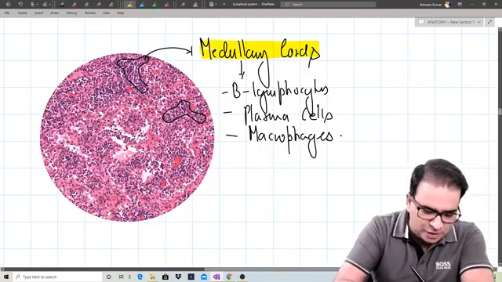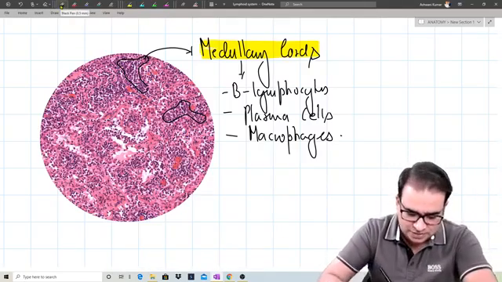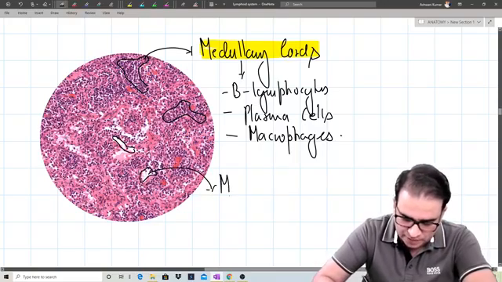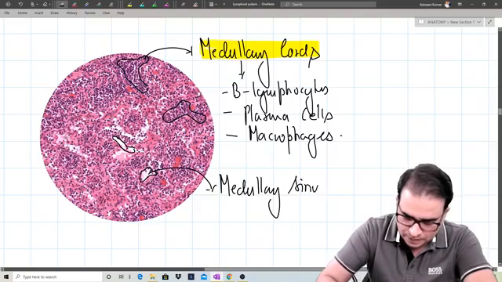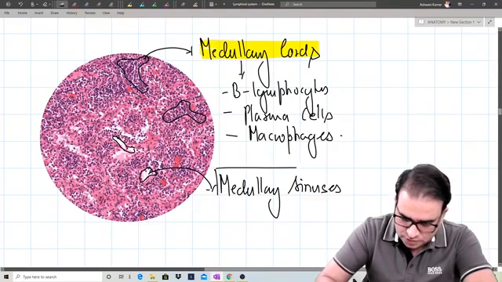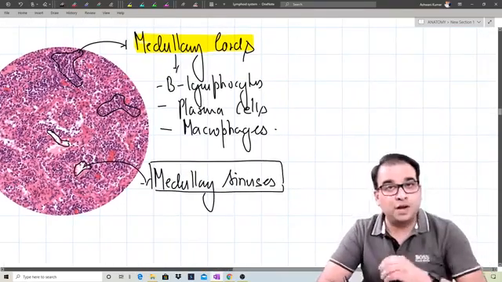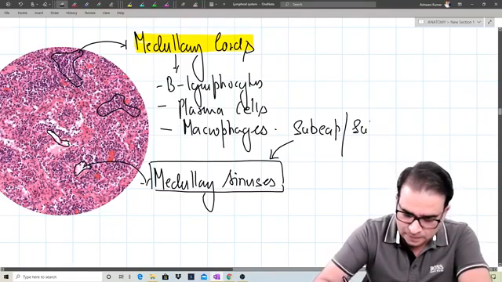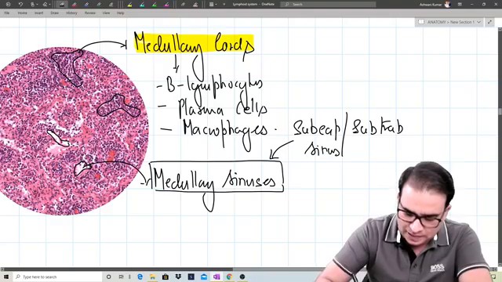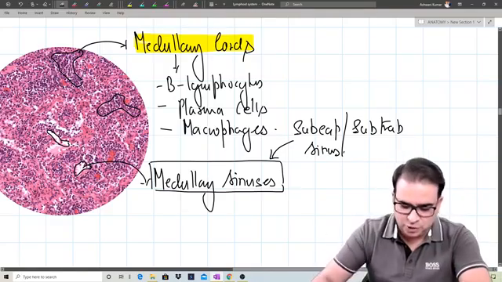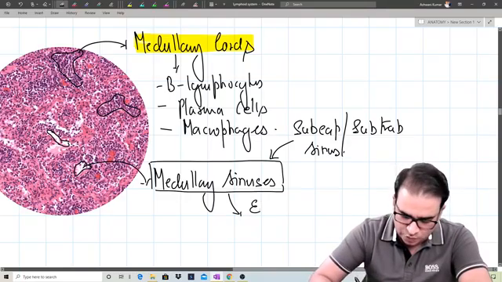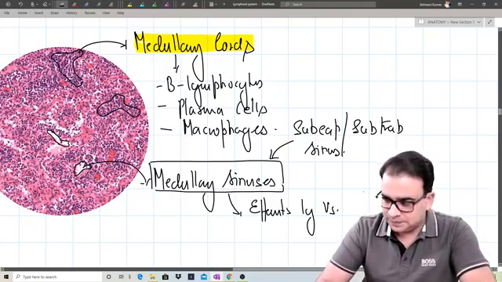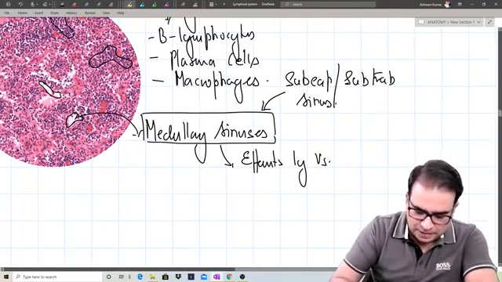And what you see in between these medullary cords are endothelial lined spaces, which are called sinuses. These are the medullary sinuses. Look at this space in there. Just to remind you again, the medullary sinuses receive the lymph from the subcapsular and subtrabecular sinus. That lymph converges into the medullary sinuses, and from the medullary sinuses it goes through the single efferent lymphatic vessel exiting from the concave part of the lymph node. So, medullary cords and medullary sinuses.